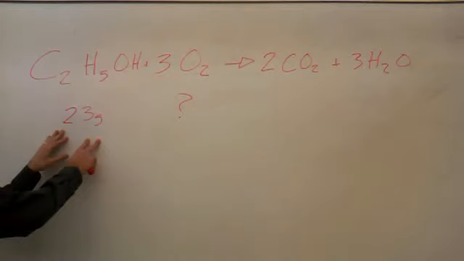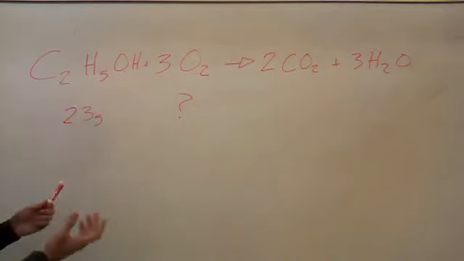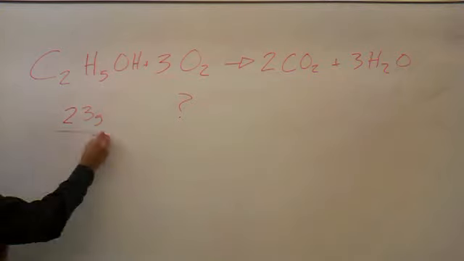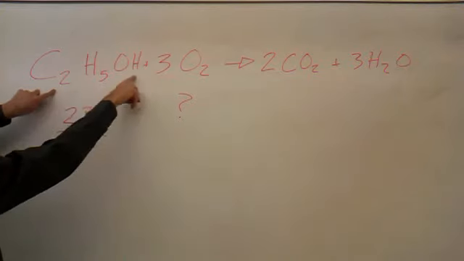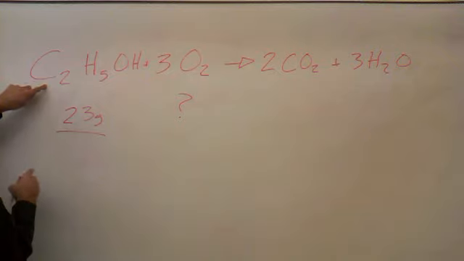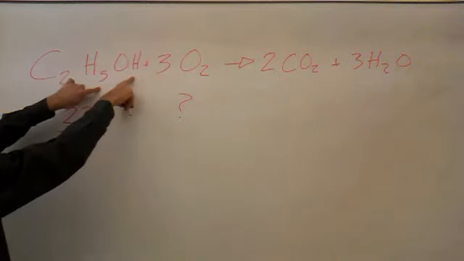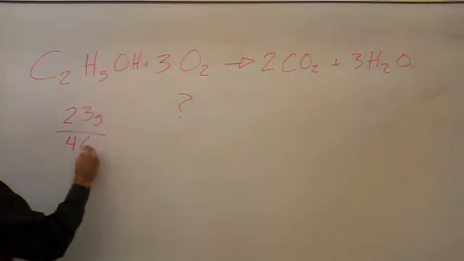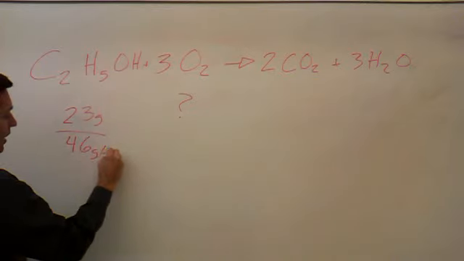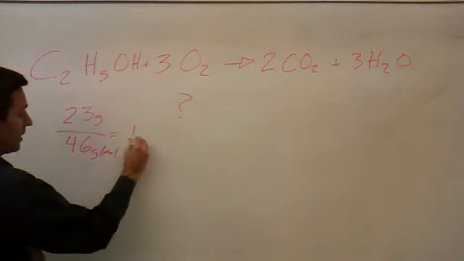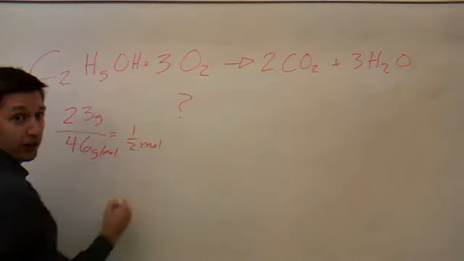If you're given a mass of ethanol, first we have to figure out how many moles this actually is. To do this, we divide by the molar mass. The molar mass is adding up all these elements, how much that mass would be. So we have 2 carbons, each one weighs 12, that's 24, plus another 6 hydrogens, that's 30, now we're up to 46. So we have 46 grams per mole as the molar mass of ethanol. How many moles do we have? We have a half mole of ethanol.